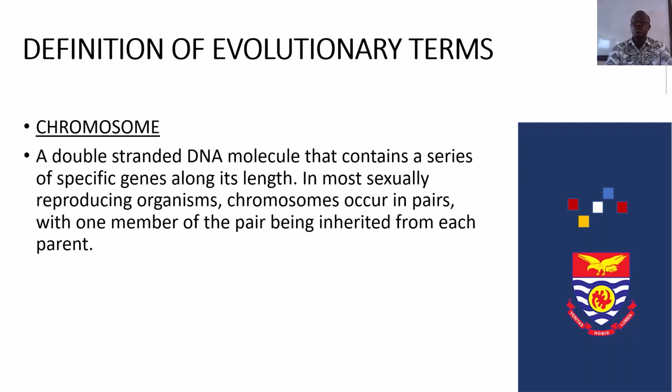Chromosome: a double-stranded DNA molecule that contains a series of specific genes along its length. In most sexually reproducing organisms, chromosomes occur in pairs, with one member of the pair being inherited from each parent.